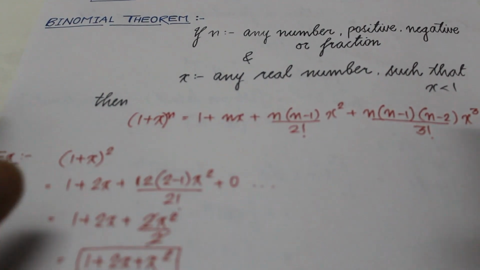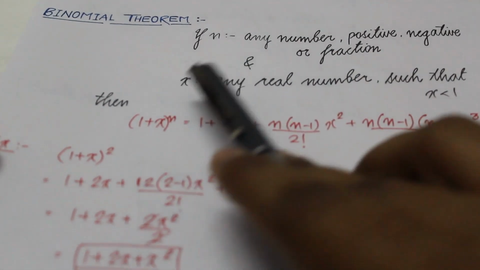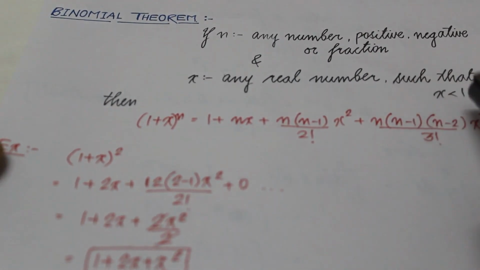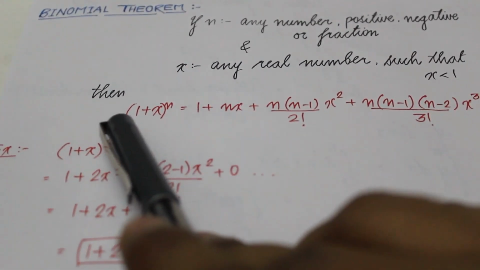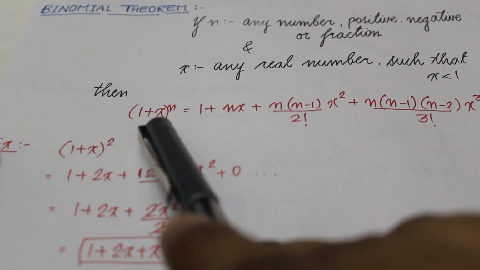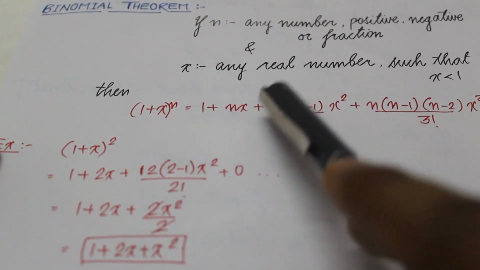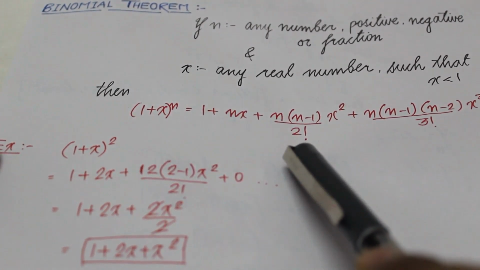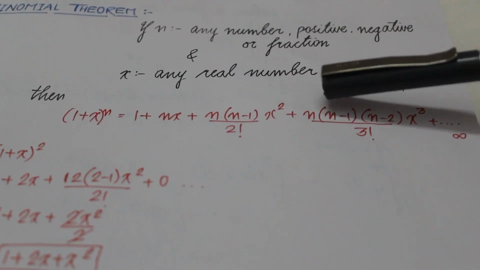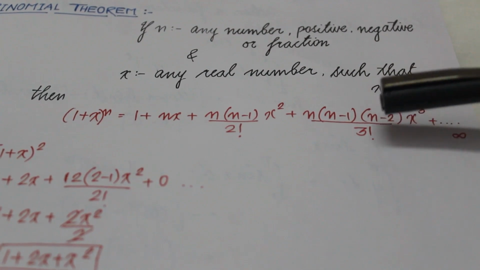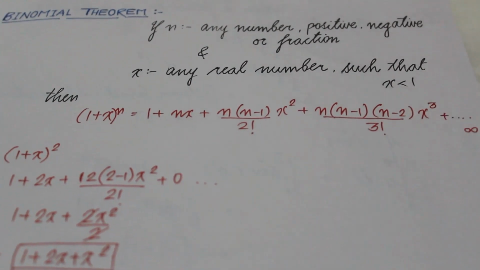There are some conditions. If n is any number, positive, negative or fraction, where x is any real number such that x is less than 1, then this is the binomial expansion, or you can say binomial theorem. 1 plus x to the power n will be equal to 1 plus nx plus n into n minus 1 upon 2 factorial, we have already discussed what factorial is, into x square. Moving on, n into n minus 1 into n minus 2 upon factorial 3 into x cube, and so on up till infinity. So this is the binomial theorem.